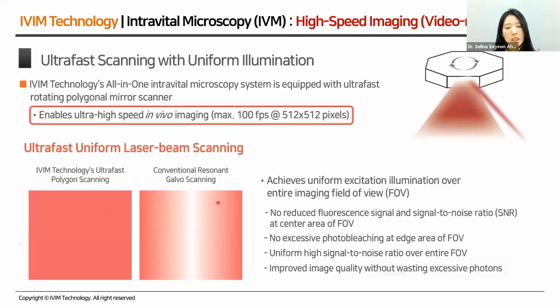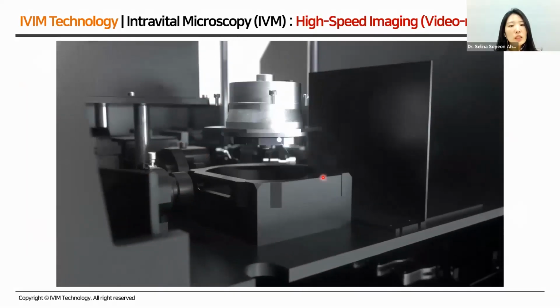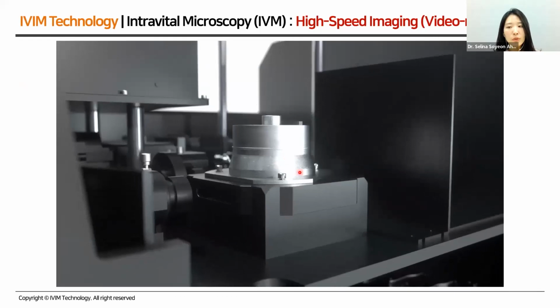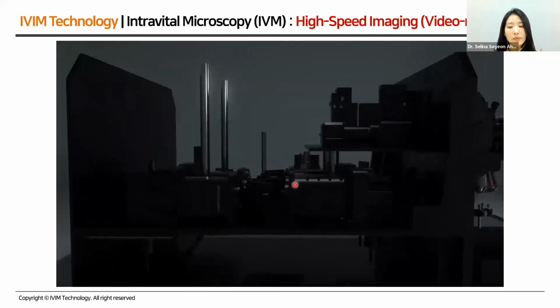Otherwise, the other competitors usually have a galvano scanning resonance system, which only gets non-uniform excitation due to the unstable scanning speed of the resonance scanner over the imaging field, and also with limited scanning speed as well. So this is the polygonal mirror set, which is assembled in every product line of IVIM.